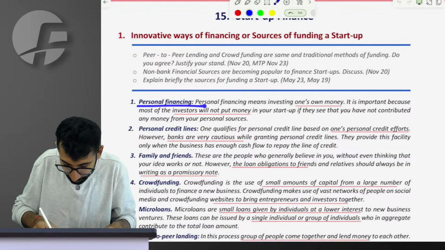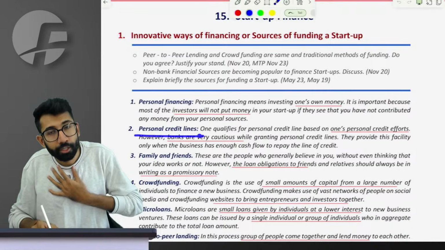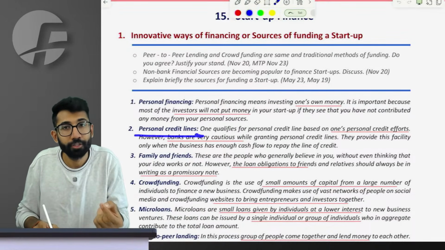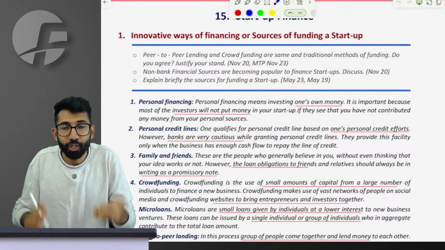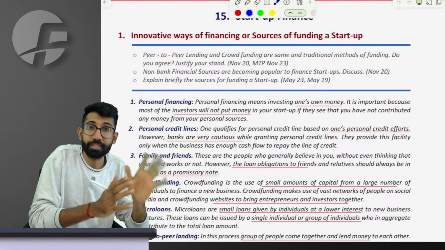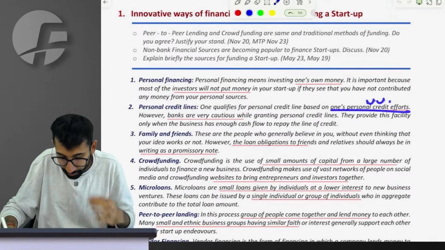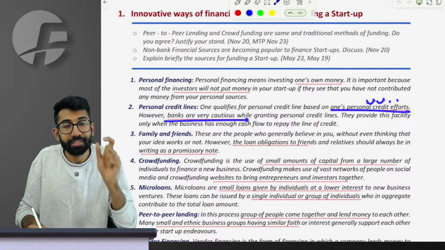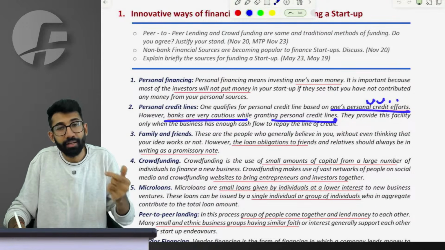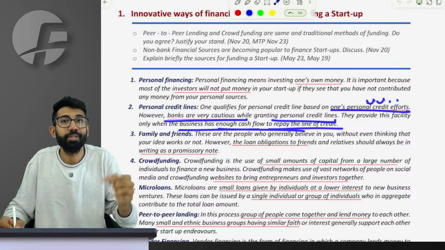Sir, first is personal financing, then is personal credit lines. Me at an individual level can also take credit from the bank. I can take a personal loan, I can make use of a credit card. So using that personal credit line money in the business can also be a source of finance. Sir, one's personal credit effort can be a source of finance, but banks are really cautious while giving that personal credit lines because the business should have the capability to repay the credit.